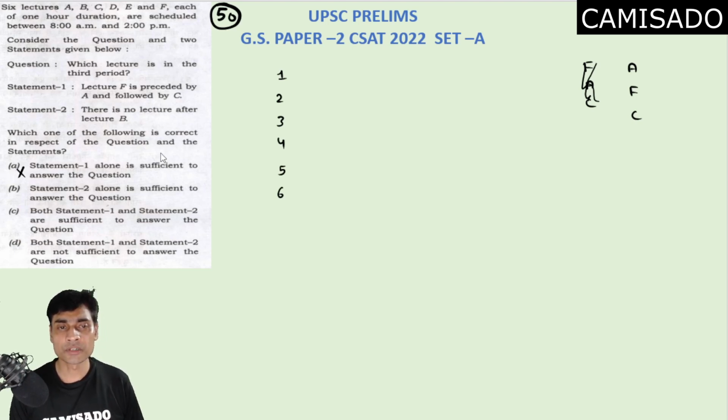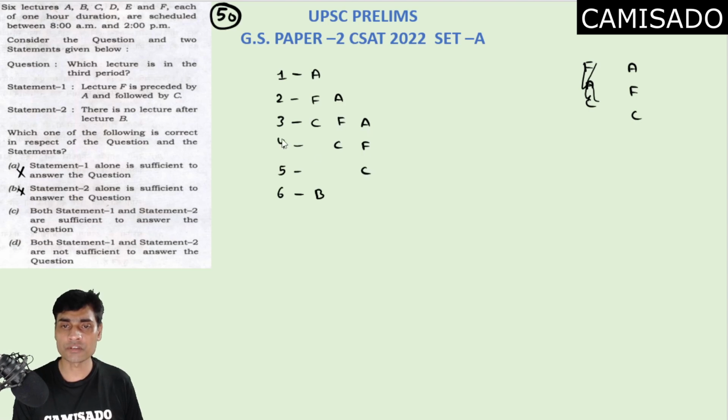Again, statement number 2: there is no lecture after B. It means B is the last lecture. It also doesn't provide any information about the third period or third lecture. So statement number 2 is also not sufficient. Now what can be the possibilities? AFC can be here, AFC can be here, or AFC can be here. So we can see that in the third lecture C is possible, F is possible, A is also possible. So there is no certainty which one lecture is in the third, so both the statements are not sufficient. So D will be the correct option.